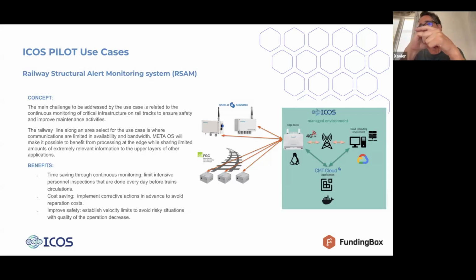We also have in the consortium the railway company in Catalonia, FGC, who are the ones providing the tracks, right? So the idea is to be able to monitor in real time if something is happening on the rail tracks, and also, of course, to alert the people who are managing the system, right?